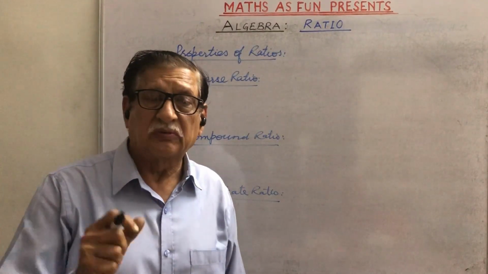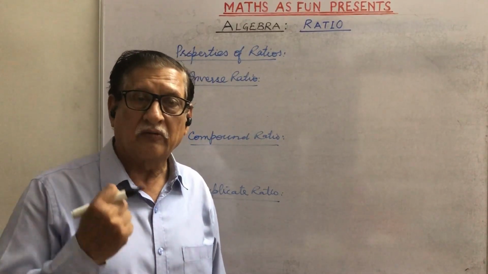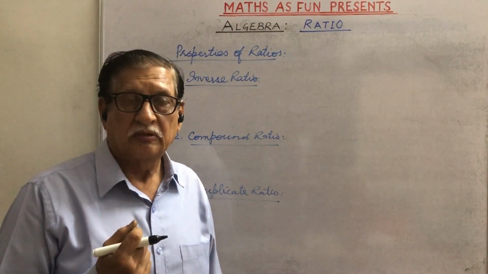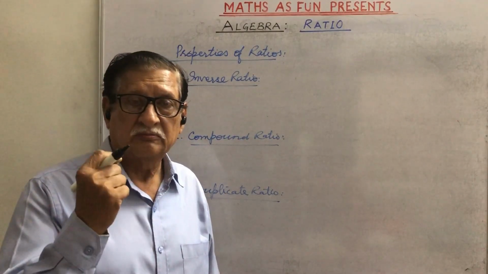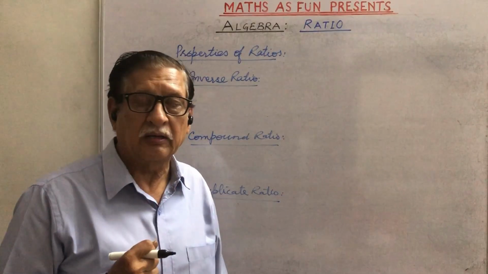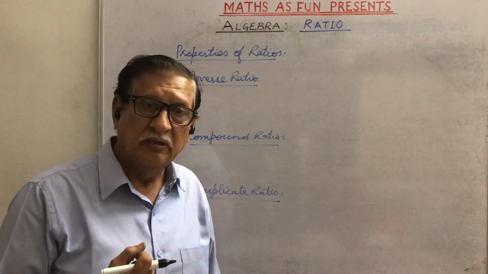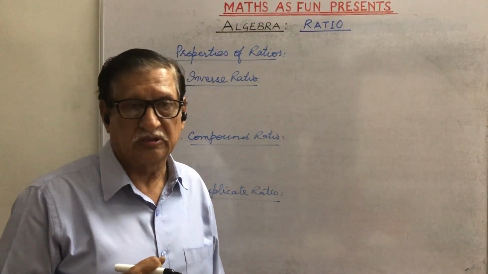Now we'll learn about some of the properties of ratios. We have already learned 2 properties: we can divide the terms of a ratio by the same number, or we can also multiply the terms of the ratio by the same number. It makes no difference to the ratio.